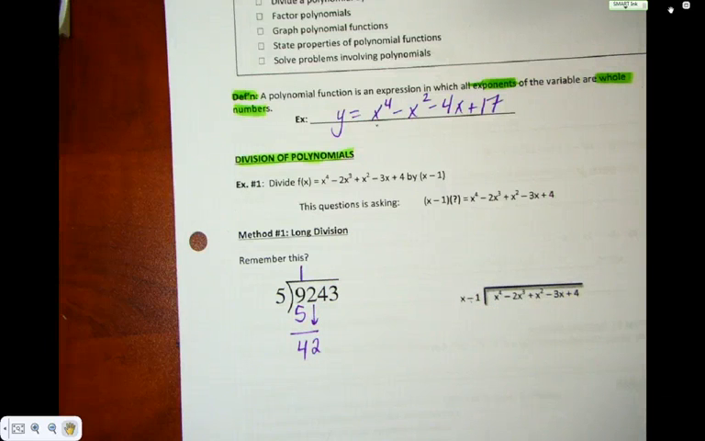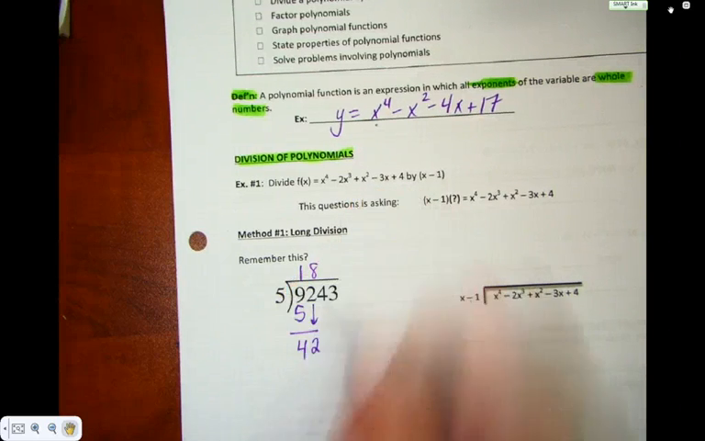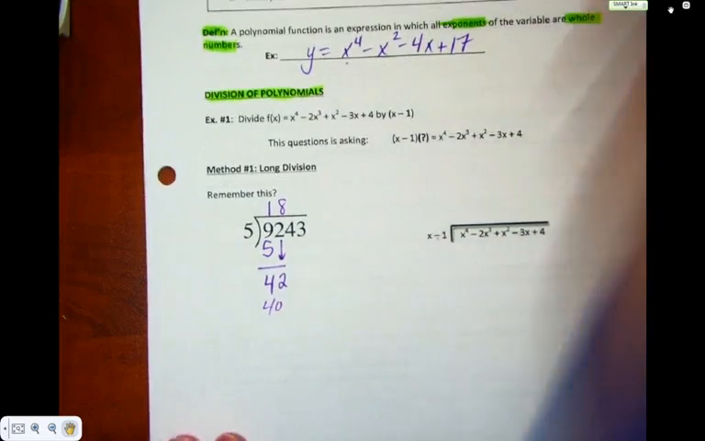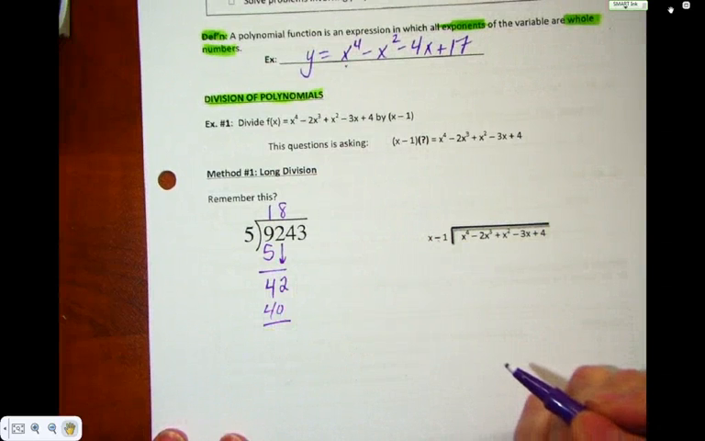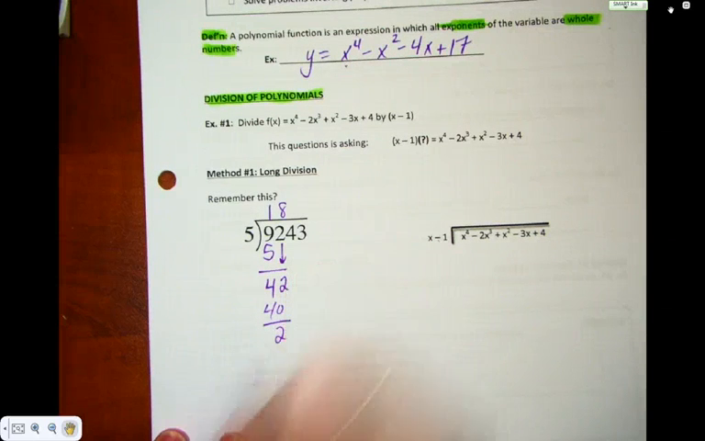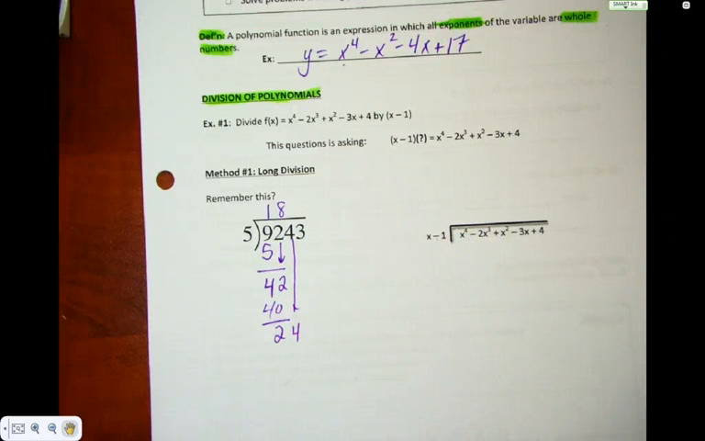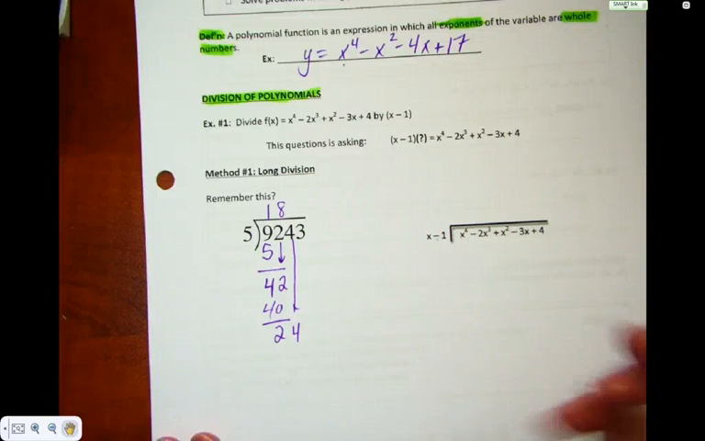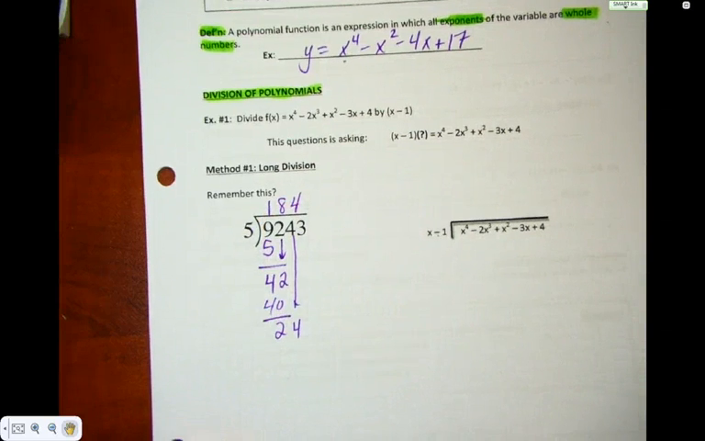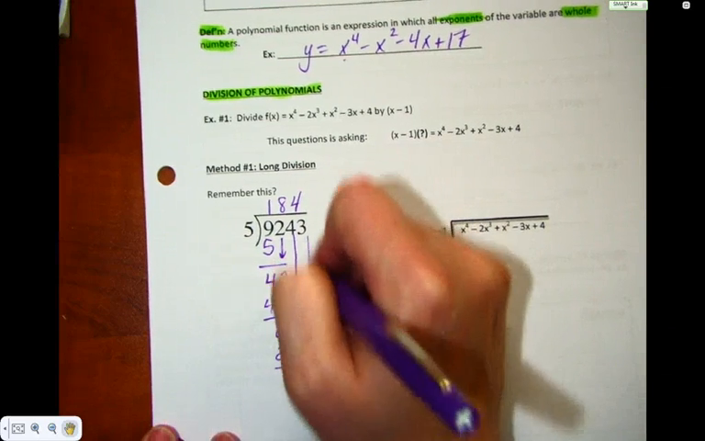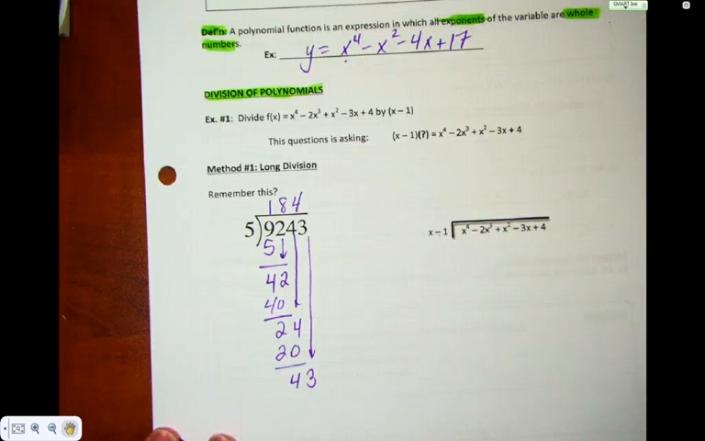Divide, multiply, subtract. So divide 5 into 42, 8 evenly. 8 times 5. Subtract. Oh, you're just a little fast for me there. Okay, this guy comes down, then we're going to repeat the same thing again, which is divide, multiply, and subtract. So how many times does 5 divide into 24? 4 times 5. Subtract. Repeat the process. Divide, multiply, subtract.